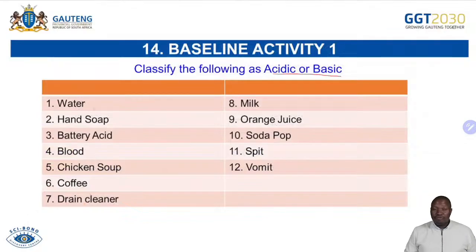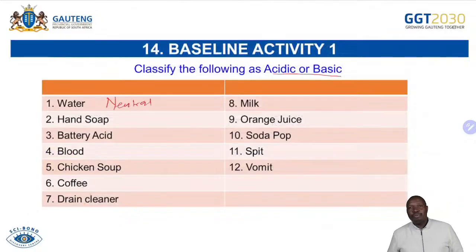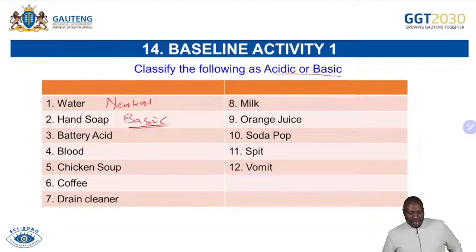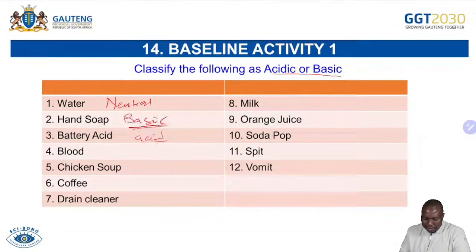When you look at number 1 there with water, yes, you're correct. Water must be neutral. So water won't be acidic or basic. It will be neutral. But when you have soap, you must know that this must be basic. Cleaning materials have a basic nature. Your battery acid must be acidic. Your blood must be basic, just a little, about 7.4 in terms of pH. So it's not a very strong base. It's just close to neutral, but it's basic.